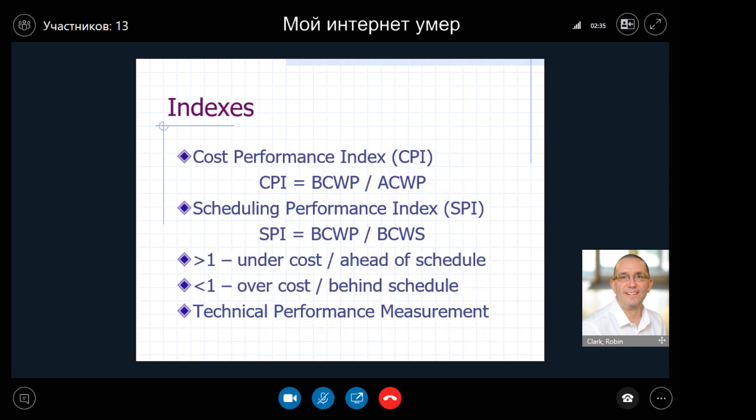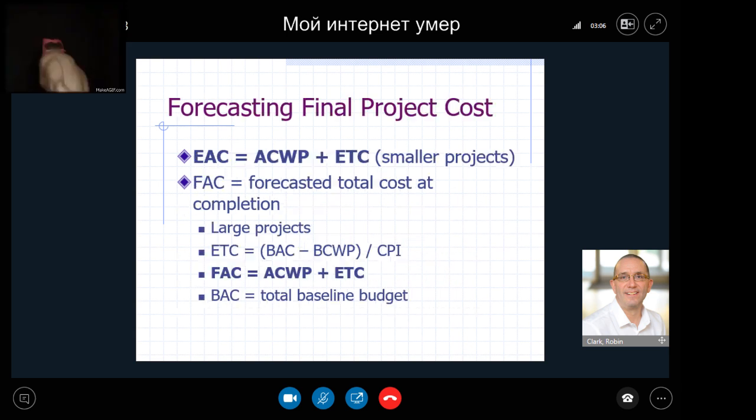Sometimes we can present the performance as indices. In this case, it's exactly the same calculations, but then we turn it into an index. So we have something that's greater than 1 or less than 1. If it's greater than 1, it means it's under cost and ahead of schedule. If it's less than 1, it's over cost or behind schedule. The mathematics here is very simple once we've got the data that relates to the project that we're conducting.